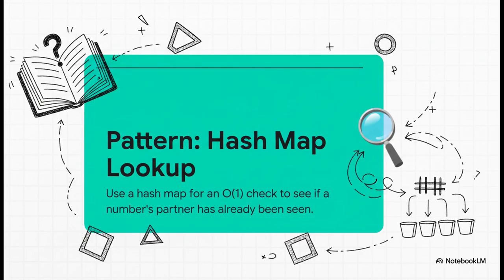So the pattern that just blows this problem wide open is the hash map lookup. Here's how it works. As you go through the numbers one by one, you use a hash map to ask a really simple question. Hey, have I already seen the other number I need to make the target? And the magic of the hash map is that it gives you that answer instantly. We're talking near instant O(1) lookup.